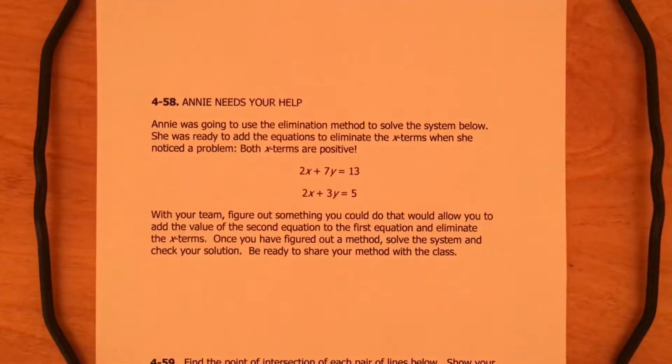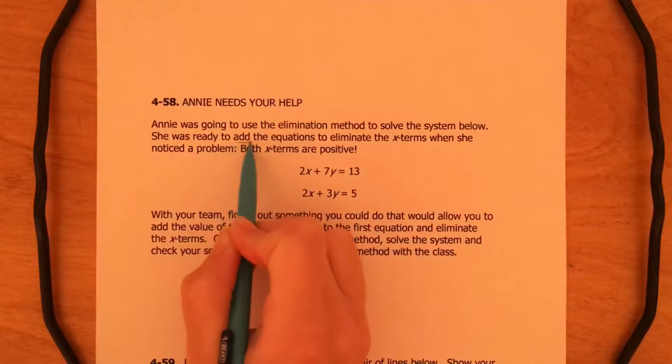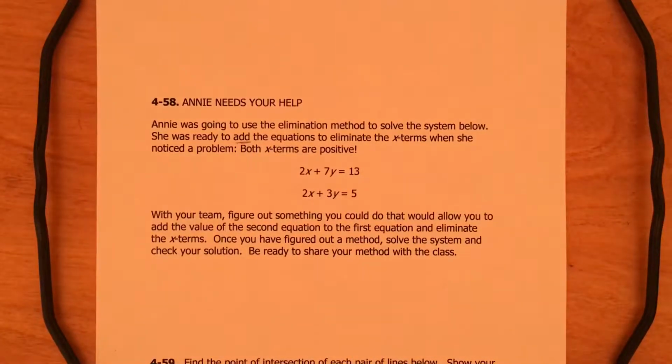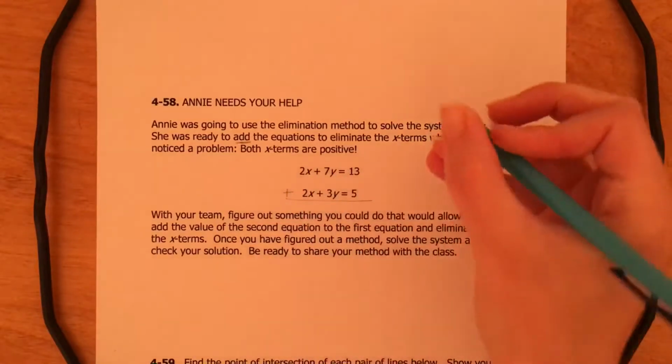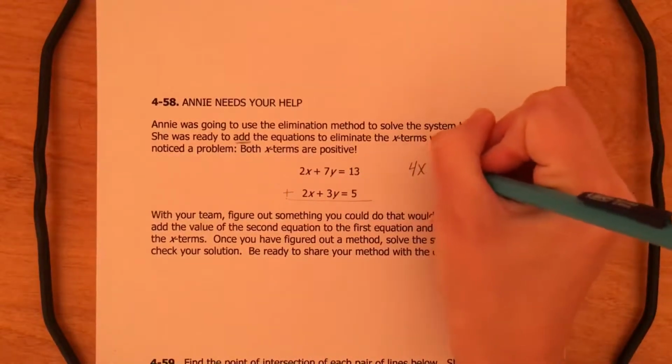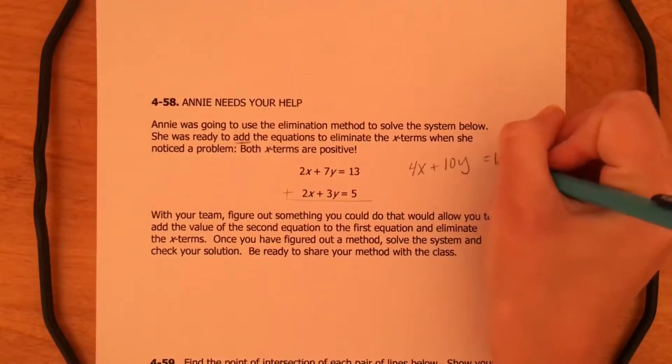All right, looking at problem 4-58. It says Annie was going to use the elimination method to solve the system below. She was ready to add the equations, because that's what we normally do, to eliminate the x terms when she noticed a problem. Both x terms are positive already. So if I were to add these together, I would have gotten, let's see, 4x plus 10y equals 18.